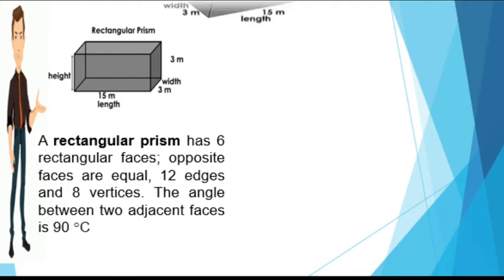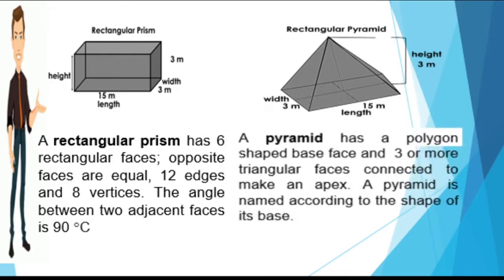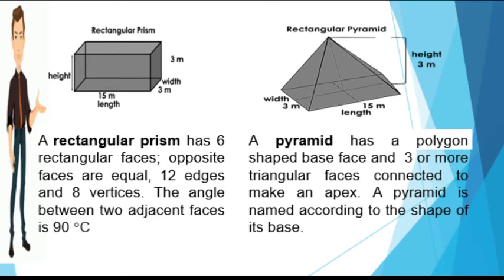And the other one is the pyramid. When we say pyramid or a rectangular pyramid, it has a polygon-shaped base and 3 or more triangular faces connected to make an apex. A pyramid is named according to the shape of its base.